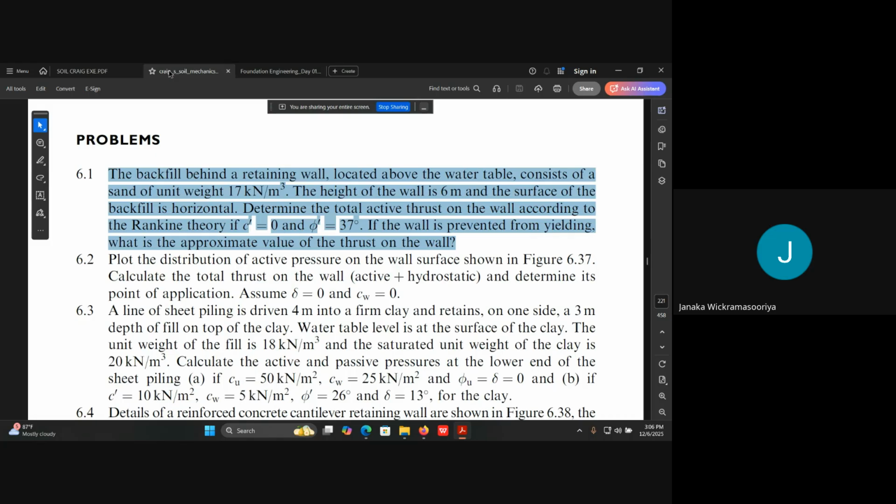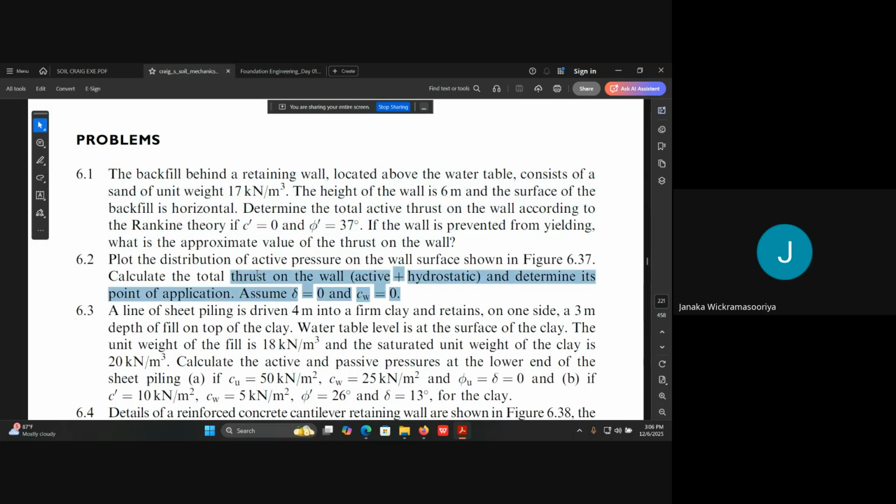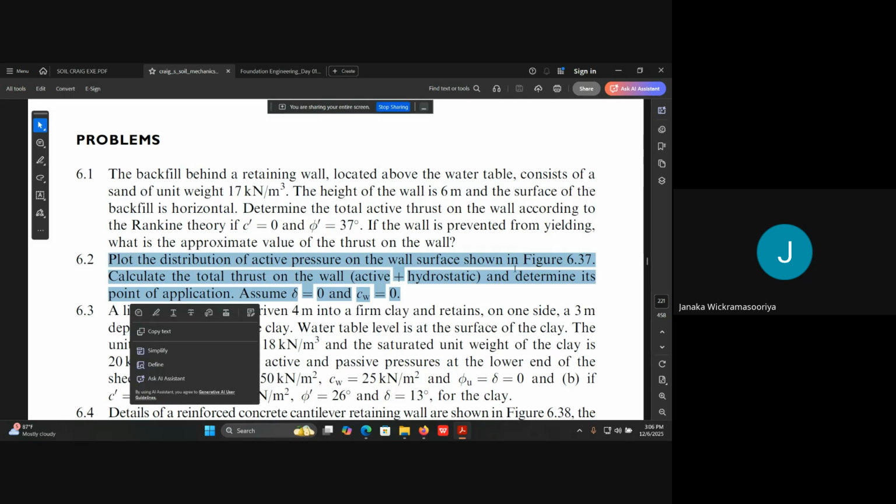So the next question is, what is the distribution of the active pressure on the wall surface shown in figure 6.37? Calculate the total thrust. We have to show the distribution of the active pressure and then calculate the total thrust on the wall. Total thrust means the total thrust force. They ask for the force, active plus hydrostatic, that is the total force, and determine its point of application. Point of application is across the centroid of the polygon.